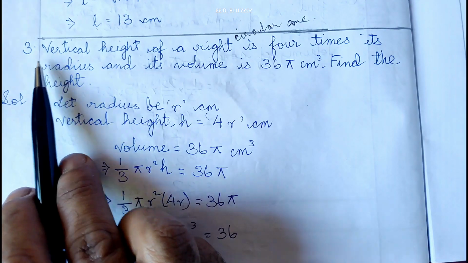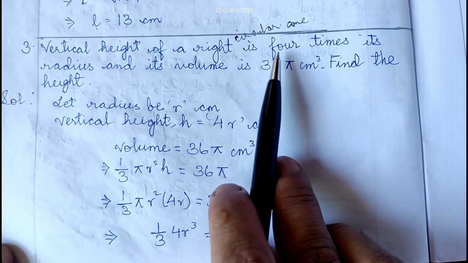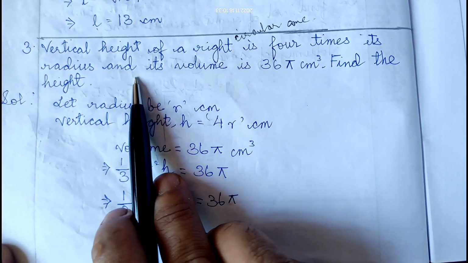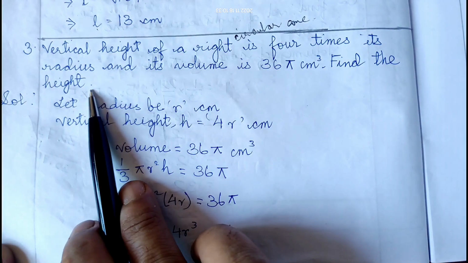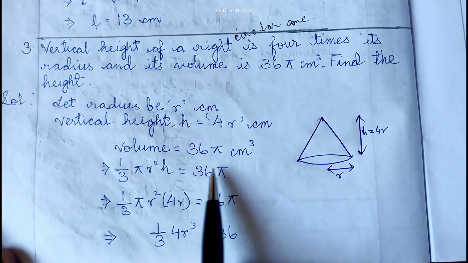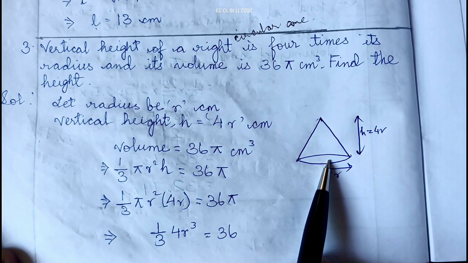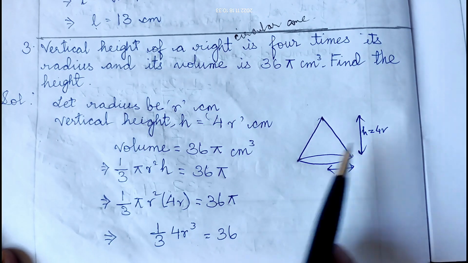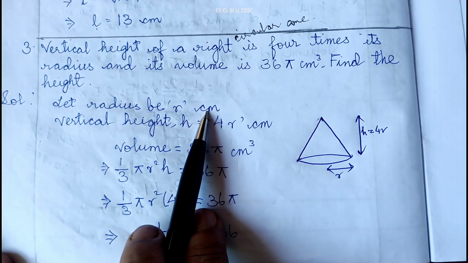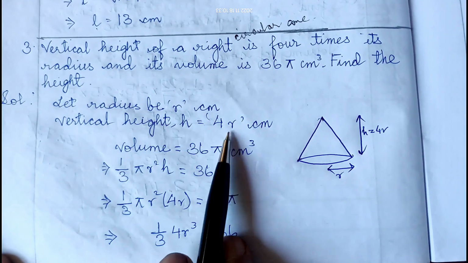In question number 3, it is given vertical height of a right circular cone is 4 times its radius and its volume is 36 pi centimeter cube. Find the height. Now as given in the question, vertical height of a cone is 4 times its radius. Suppose radius is r, so height will be 4r. So we can write here, let radius be r centimeter. Therefore vertical height h will be 4r.